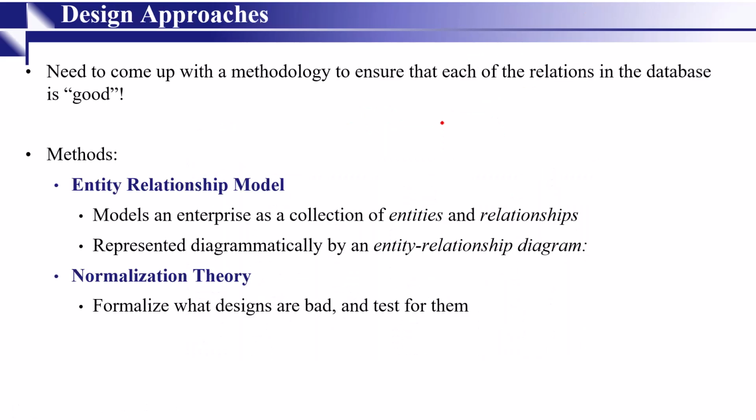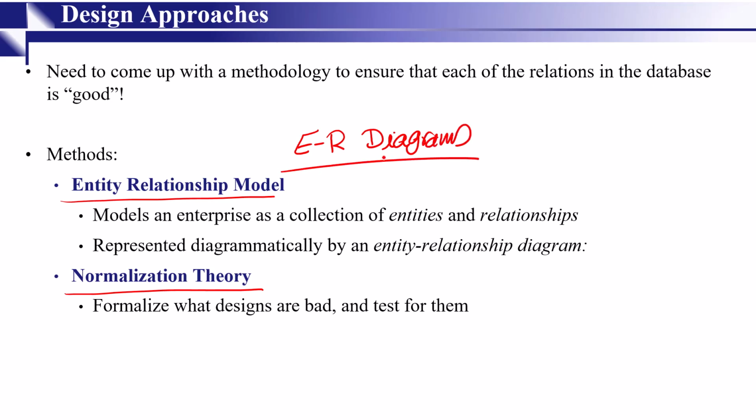What are database design approaches? There are two main design approaches. One is the ER model, another one is normalization theory. The entity relationship model maps out entities like students, teachers, departments, and also their relationships, often drawn as a diagram. Later I will let you know how to draw an ER diagram. These are very important in designing databases.